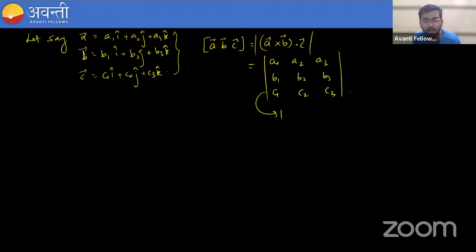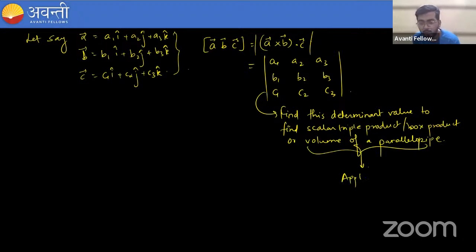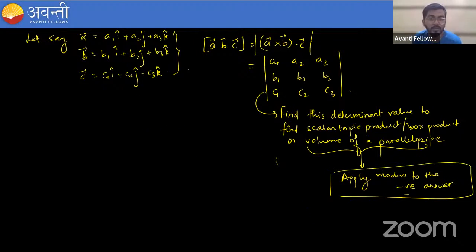So you can find this determinant value to find the scalar triple product, or box product, or volume of a parallelepiped. So when we are finding volume, apply modulus to the negative answer as well. So this is the point that you should remember. So this is the concept. By finding this determinant, things become easier. Okay. I hope you guys understood the question. Let us move on to another question.